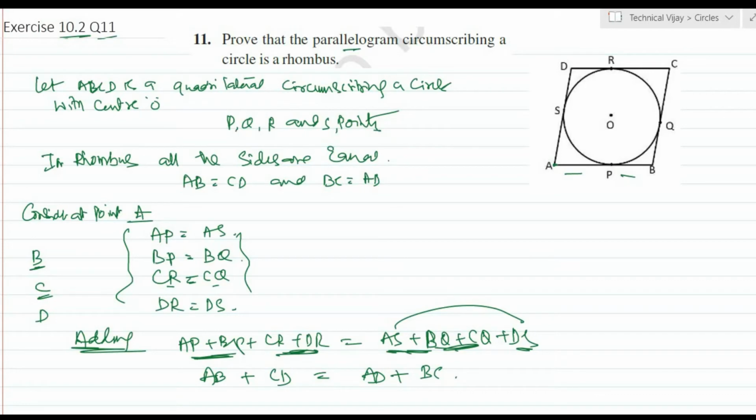Now, for a parallelogram, AB is equal to CD and BC is equal to AD. So we will substitute.